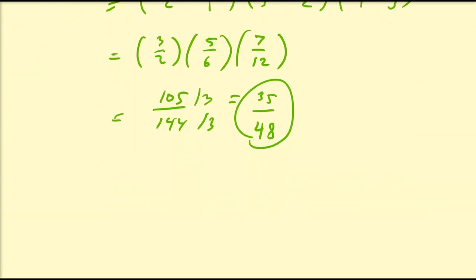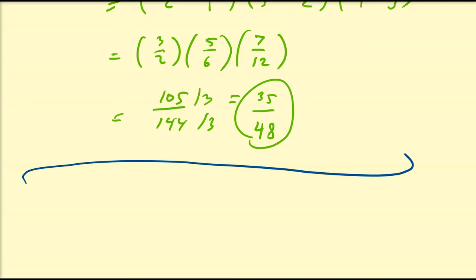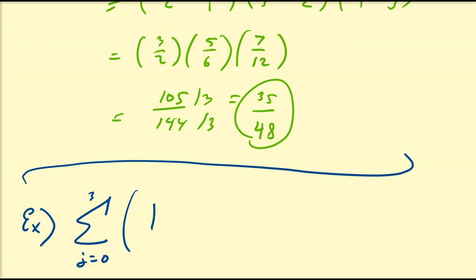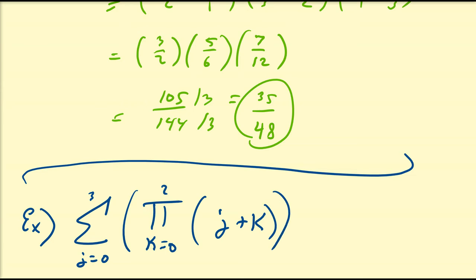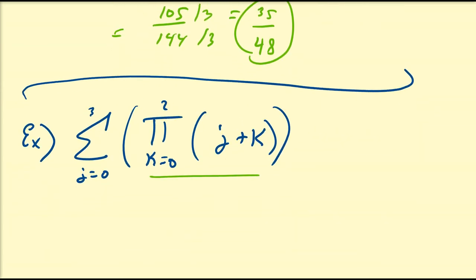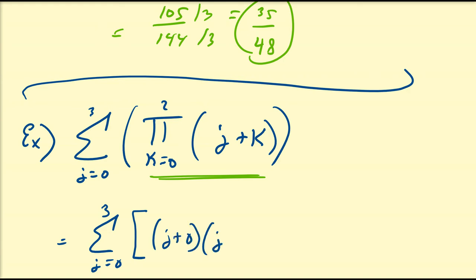All right, so let's just do one more example just to review these concepts. So let's calculate the sum from j is equal to 0 to 3 of the product from k is equal to 0 to 2 of the expression j plus k. So we'll start with this inner product here. So this is going to be equal to the sum from j is equal to 0 to 3 of, so we're going to multiply these expressions and replace k with all the numbers from 0 to 2. So this is going to be j plus 0 times j plus 1 times j plus 2.